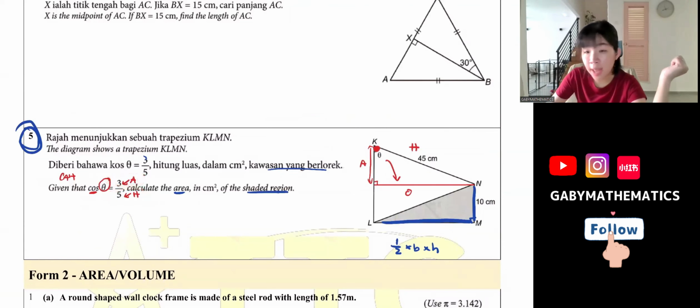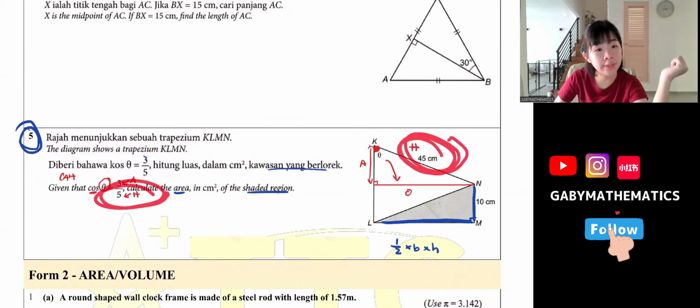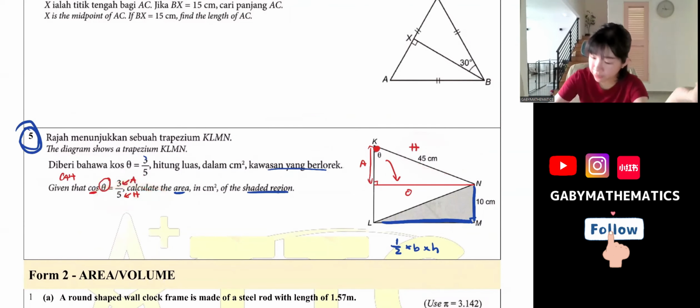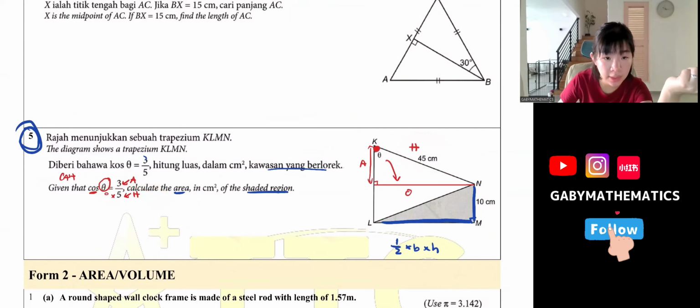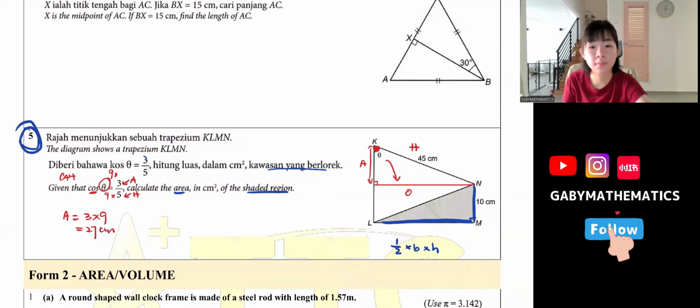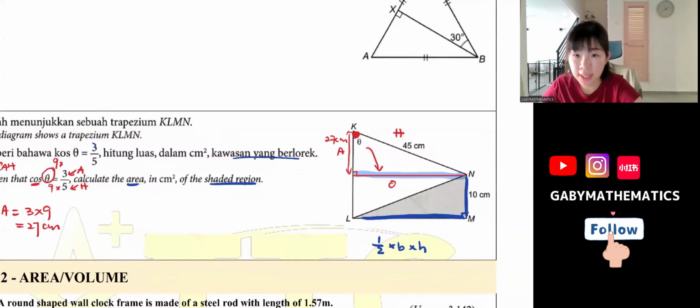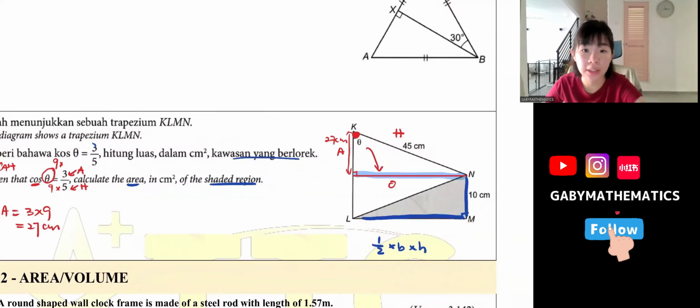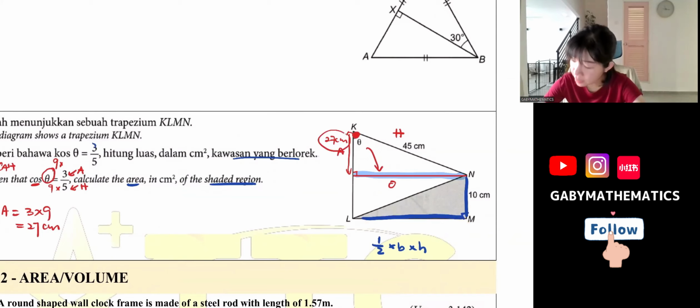Okay, we can compare. H is 45. The H here is 5. So 5 times what equals 45? 5 times 9. If 5 times 9 is 45, the 3 also needs to be times 9. So the A is 3 times 9. It is 27 cm. Okay, so this is 27 cm. So if I have 27 cm, now we can find this line. Correct? Because the main thing is finding this line so that we can find the area of the triangle.